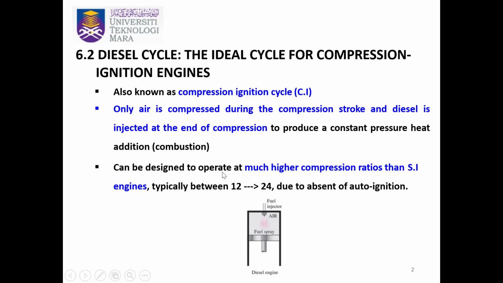Okay, it can be designed to operate at a much higher compression ratio than the SI engine. SI ni spark engine lah. Okay, spark engine. Typically between 12 to 24 due to the absence of auto ignition. Kita compress dengan pressure yang tinggi lah, sebab kita tak ada spark kat sini.